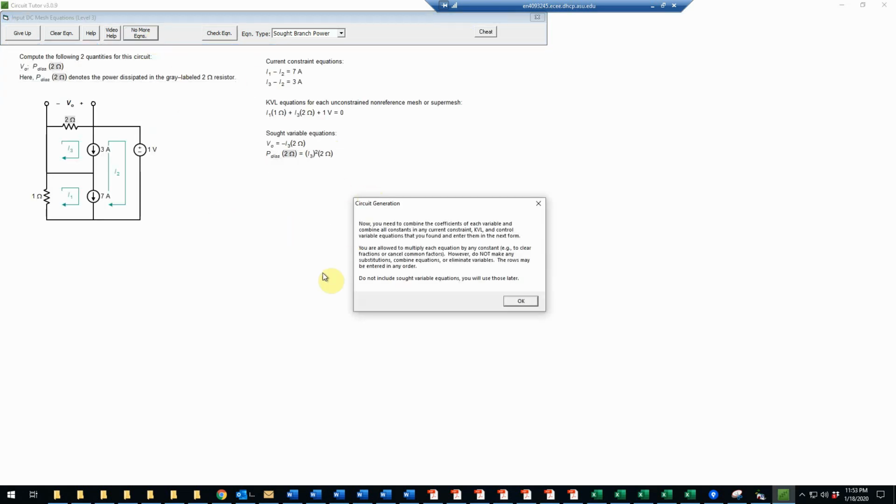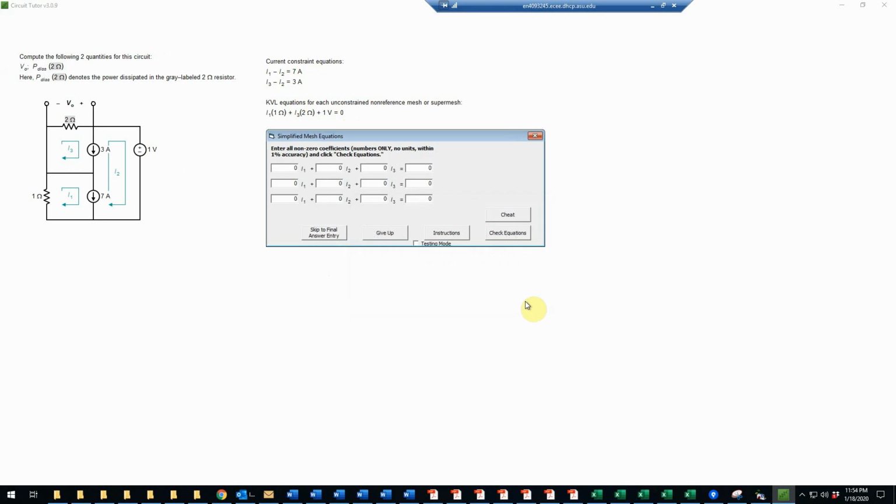And now we have to do the new part for a solution game, which is that we have to basically put these equations into a standardized form so that we can solve them. And we're going to rewrite them just first in a standard form. It may not be necessary for this simple system, but we're just going to do this as it is required. We do not use the sought variable equation in this case. We're just writing the first three equations, which are the current constraint and KVL equations.